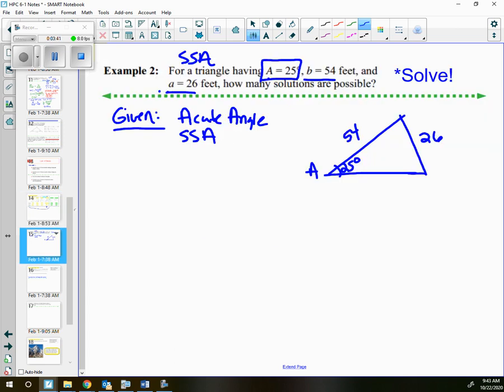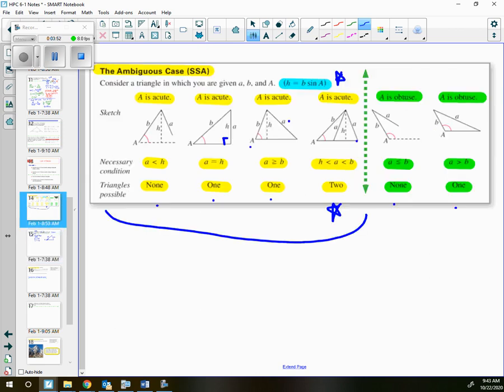The first thing I'm going to look at is that side A, 26, is definitely less than the 54. So side A is definitely less than side B. When I think about what's happening, I can rule out some things. We definitely do not have the case where A is bigger than B. Can't rule out anything else yet though, because I need to figure out the height.